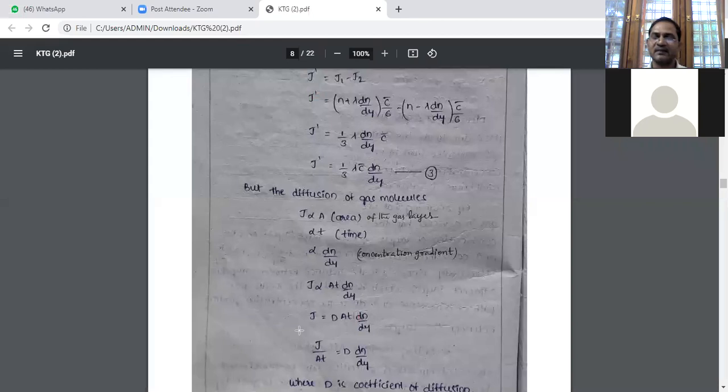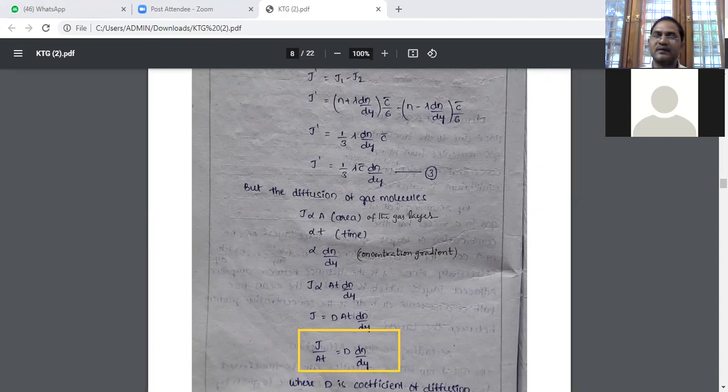J by AT is nothing but the number of gas molecules transferring per unit area per unit time, the number of gas molecules transferring through unit area in unit time. Equation 3 represents the same meaning. Equation 3 was obtained using the kinetic theory of gases, where we used the postulates of kinetic theory of gases. So here generally we write J by AT equal to D dn by dy. This is equation 4. Whatever equation 3 represents, equation 4 also represents the same meaning. Therefore, we can equate equation 3 and 4. Got my point, sir?